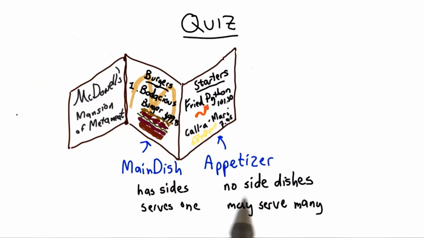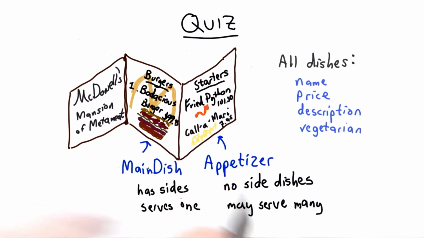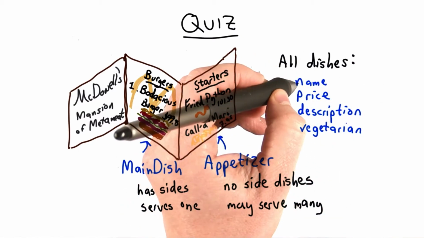So for our last quiz of the unit, I'm going to go back to the menu example we started with and ask you to define classes that provide behavior that will allow us to represent main dishes and appetizers. So both main dishes and appetizers have some properties in common.